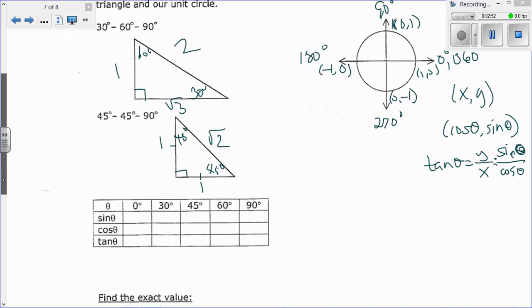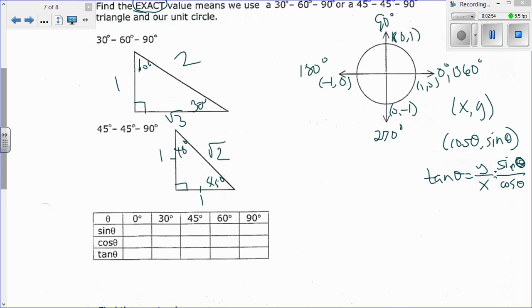Alright, so now using this information, we're going to fill in this chart here. The sine of 0, we know that 0 is on the unit circle. That's the only place it shows up. So on the unit circle, the y value at 0 degrees is 0. The x value at 0 degrees is 1. And the tangent is y over x, so 0 divided by 1, which is 0.